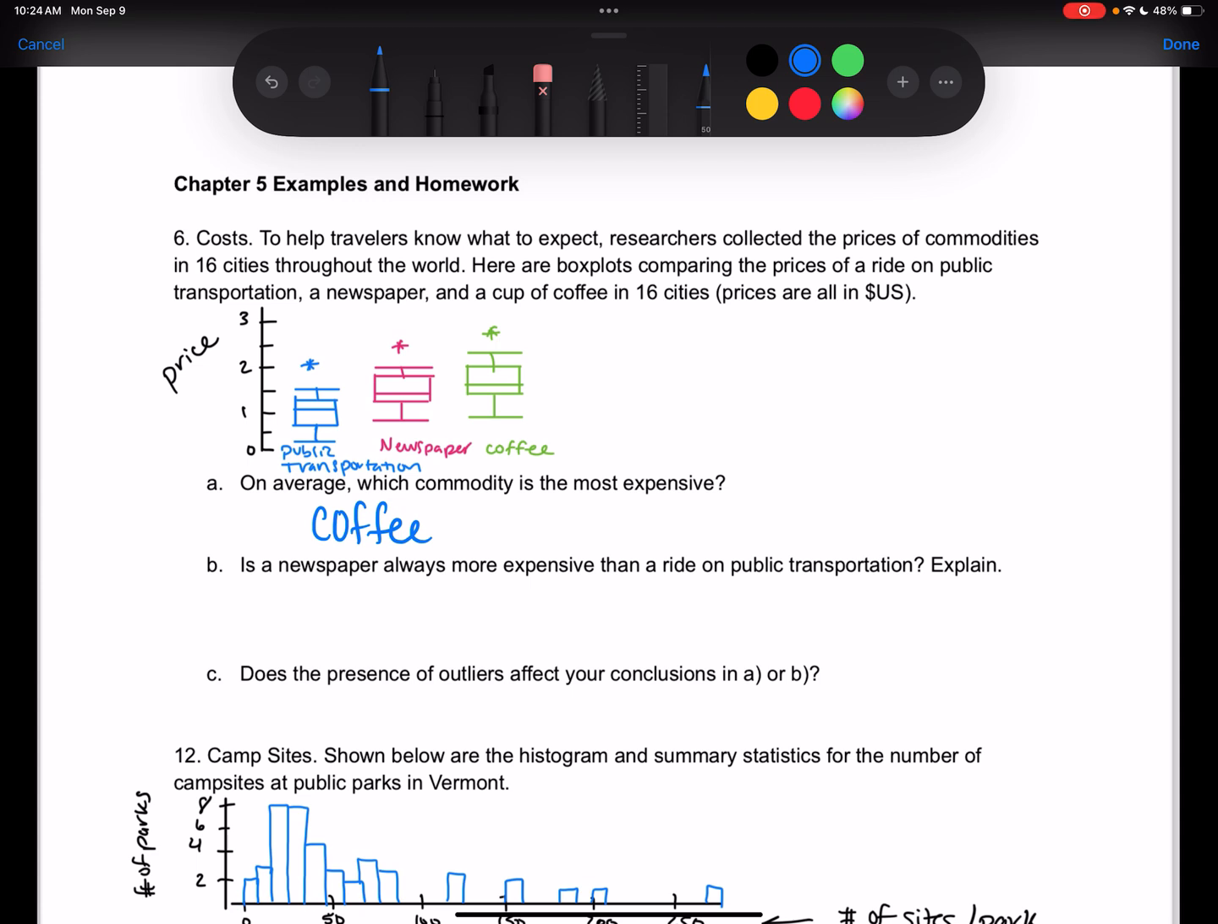Is a newspaper always more expensive than a ride on public transportation? No. Why? Because its minimum value is almost one. Well, does it count with the fences? That's just your min and max. We don't have fences on here. Oh, okay. So you're right. Obviously, it's not necessarily more expensive.